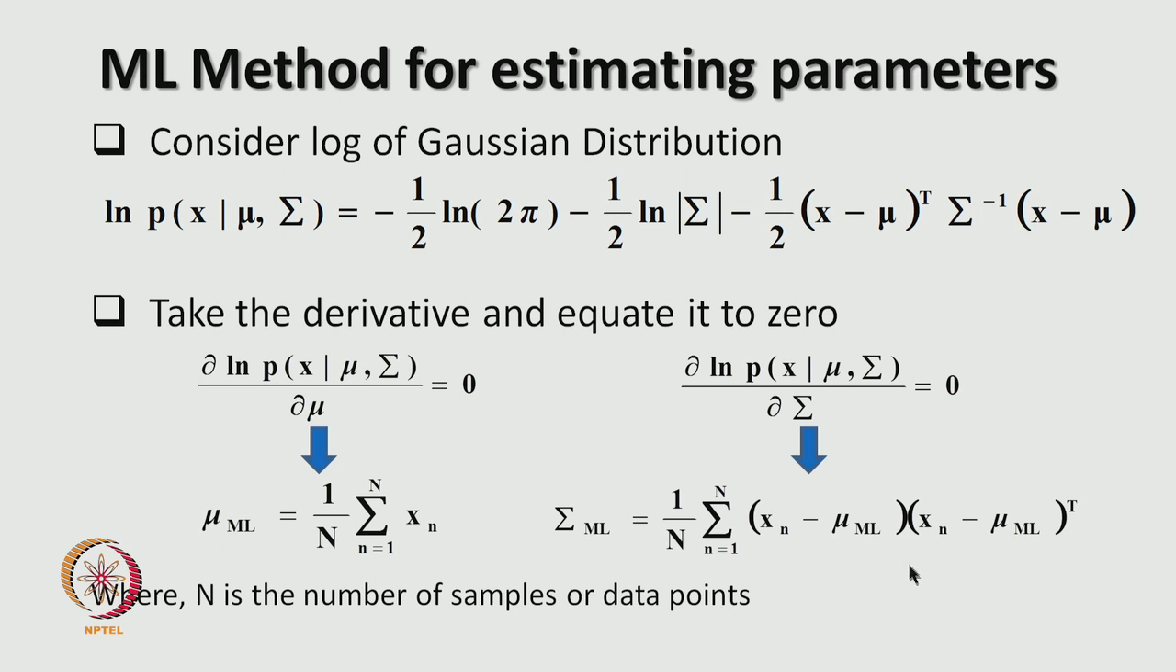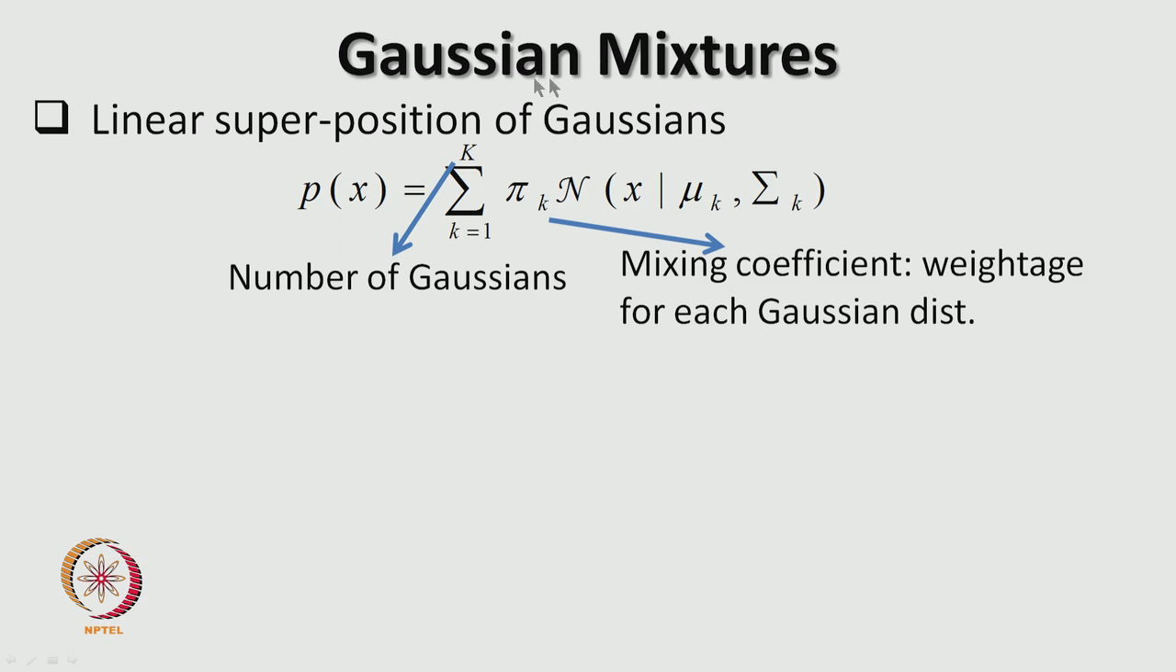So, the ML method for estimation of the parameters mean and sigma gives you the same expressions which you have seen earlier. This is the way you estimate the covariance matrix and the corresponding mean for the data. What happens if you have multiple Gaussians, what is called a mixture of Gaussians or Gaussian mixture?